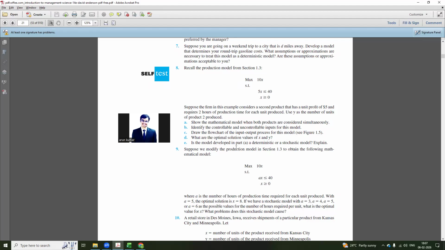Recall the production model from section 1.3. They provided the constants: maximize 10x, where 5x is less than or equal to 40 and x is greater than or equal to 0.